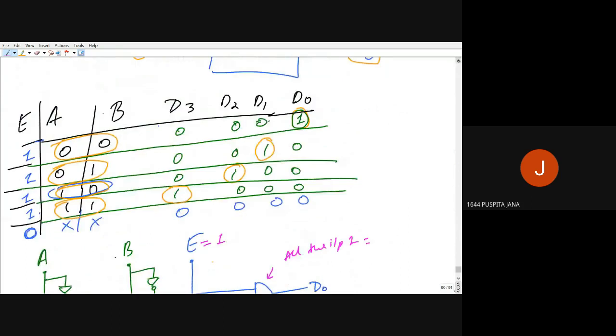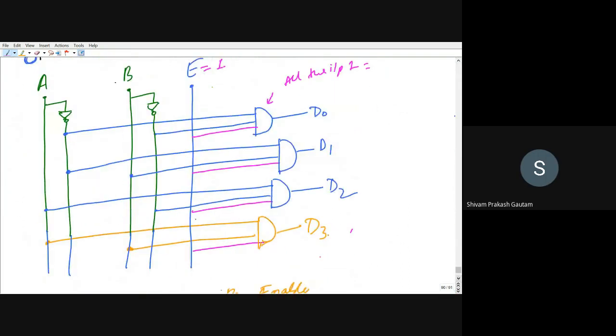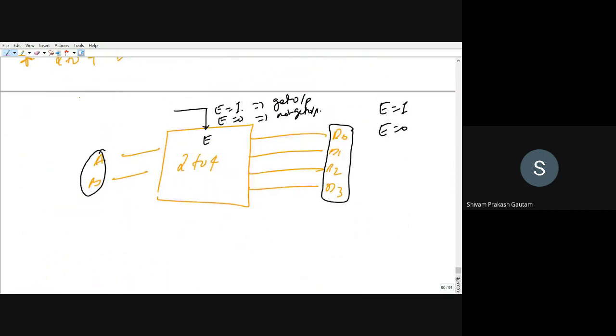Sir, in the diagram, if E is equal to 0, then all the outputs D0 to D3 will be 0, because you can see E is passing through an AND gate. In an AND gate, if any one of the inputs is 0, then the output is always 0. Okay? Is it okay to everyone? Okay. So now this is a 2 to 4 decoder with enable.